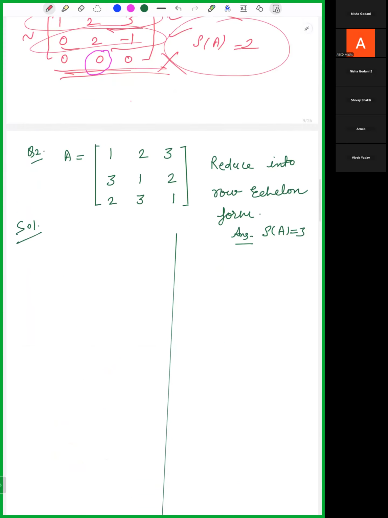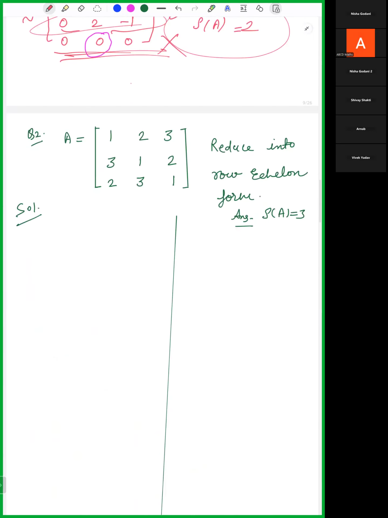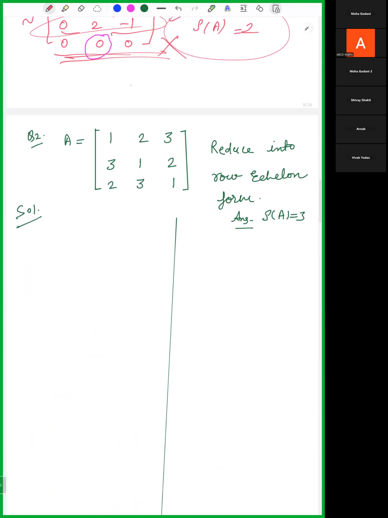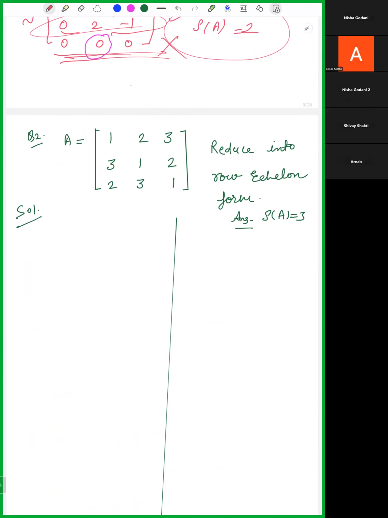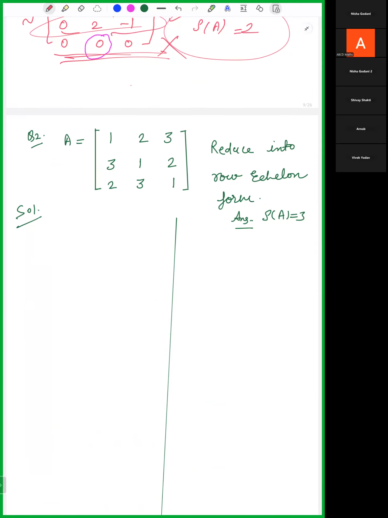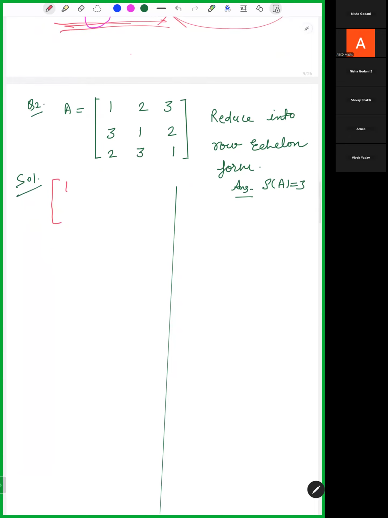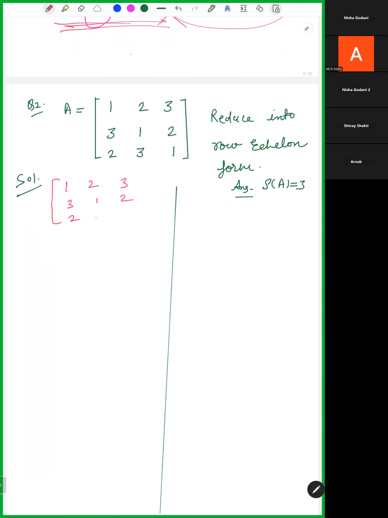One more matrix is there, so I'll discuss this also because then you will be much more comfortable. I think this is different. Yes. So here you can see that you have one in the first row, so it's good. You don't have to change this. So let's write: 1, 2, 3, 3, 1, 2, 2, 3, 1.